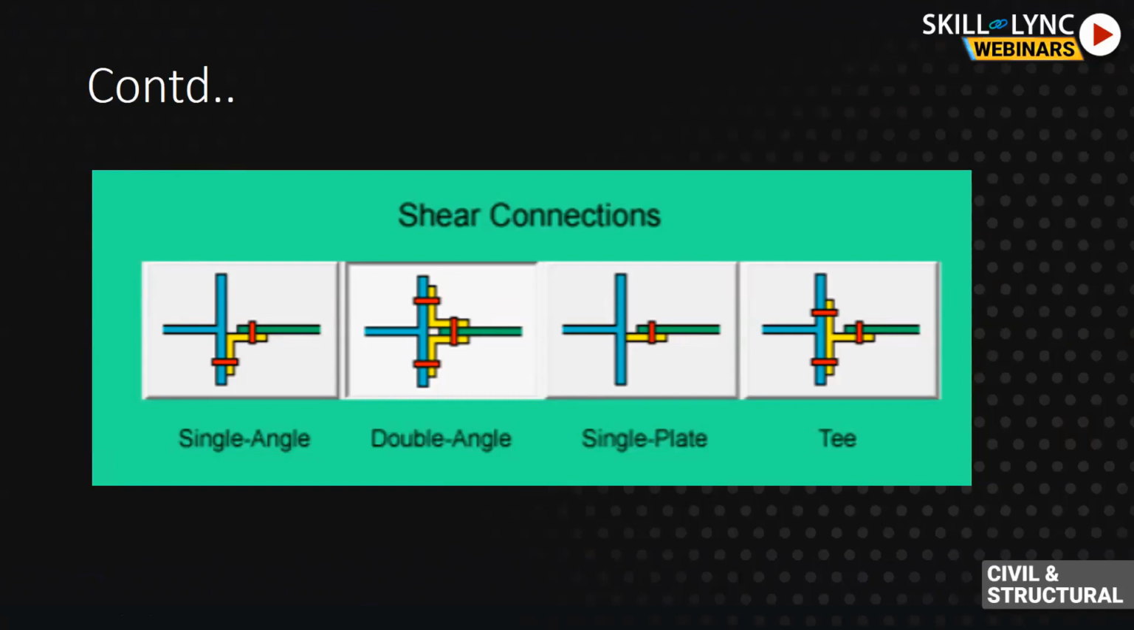So the number of bolt lines on the column will be 2 here. Then the third example which we saw was that of a single plate connection, where the connecting element is bolted to the beam web and welded to the column.